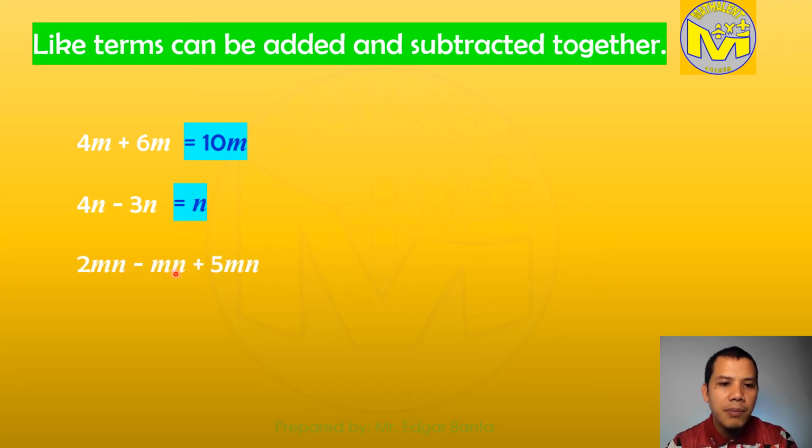2mn minus mn plus 5mn. We can add and subtract them together. First, 2 minus 1. This is 1. We cannot see it, but there is a 1 there. So 2 minus 1 is 1. And then plus 5. That is equal to 6mn. So that's how we add and subtract like terms.